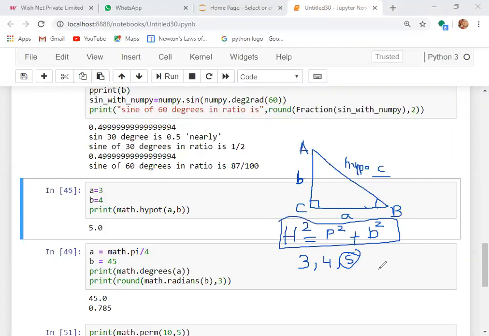So we generally know 3, 4, 5, or we can multiply these 3, 4, 5 with any number. Like if you multiply it by 2, then 6, 8, 10 is a Pythagorean triplet. If you multiply it by 4, then it will be 12, 16, and 20, which is also another Pythagorean triplet. Similarly, 5, 12, and 13 is another Pythagorean triplet. So multiply this with any number, and you get a large number of such triplets.